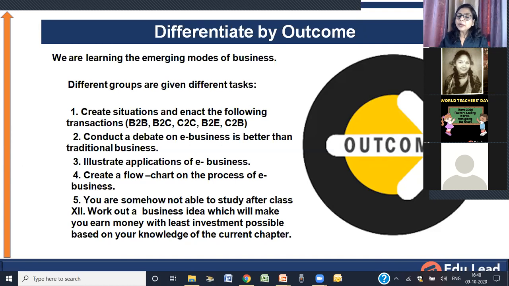And once all of them are going to present it, don't you think that their knowledge and understanding of e-business will be far greater? Okay. And what have you done as a teacher? You've only planned so well. You have involved and engaged the students, and therefore you'll find that the outcome will be much better. And this is another way by which we can go ahead and differentiate.